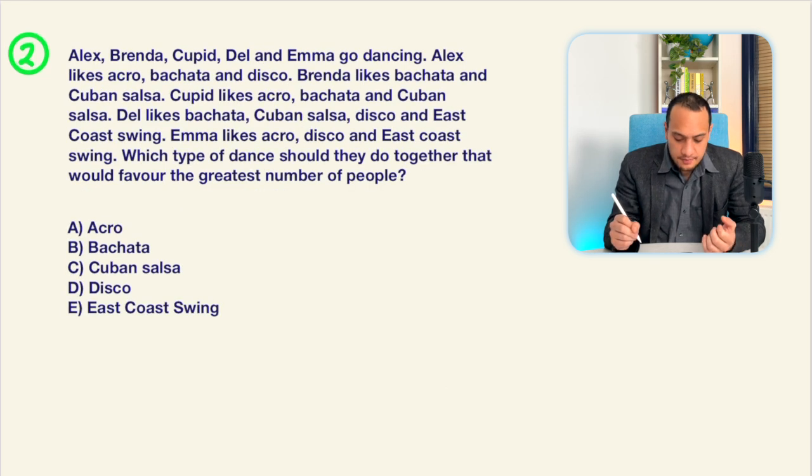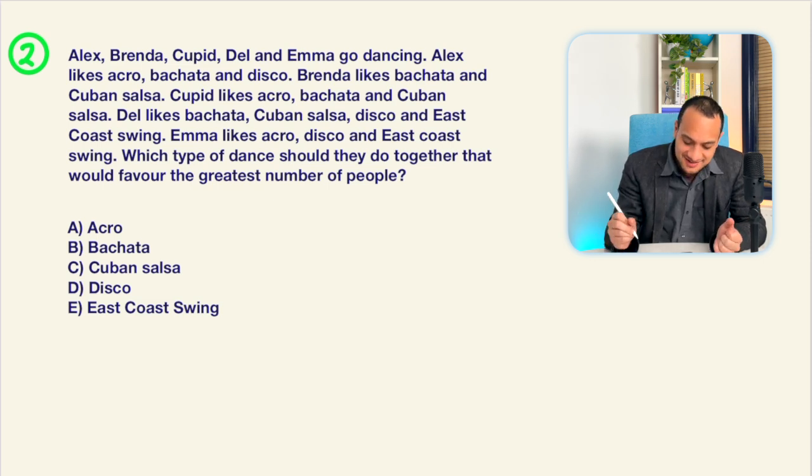Okay, so let's read through question 2. So we've got Alex, Brenda, Cupid, Dell and Emma going dancing. Alex likes acro, bachata and disco. Brenda likes bachata and Cuban salsa. Cupid likes acro, bachata and Cuban salsa. Dell likes bachata, Cuban salsa, disco and East Coast swing. Emma likes acro, disco and East Coast swing. Which type of dance should they do together that would favour the greatest number of people?